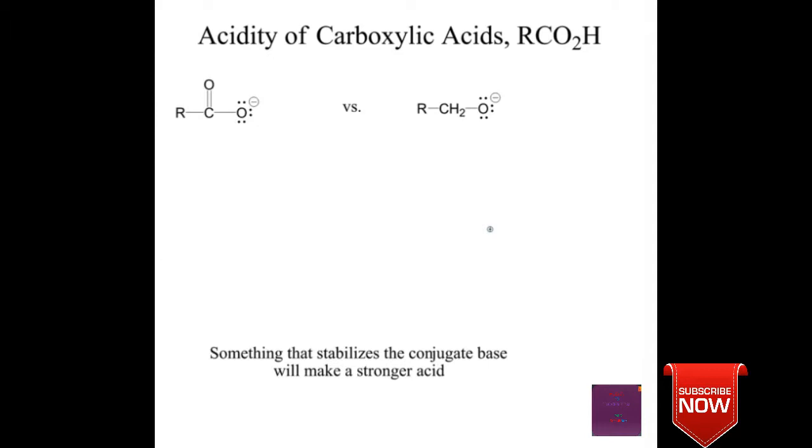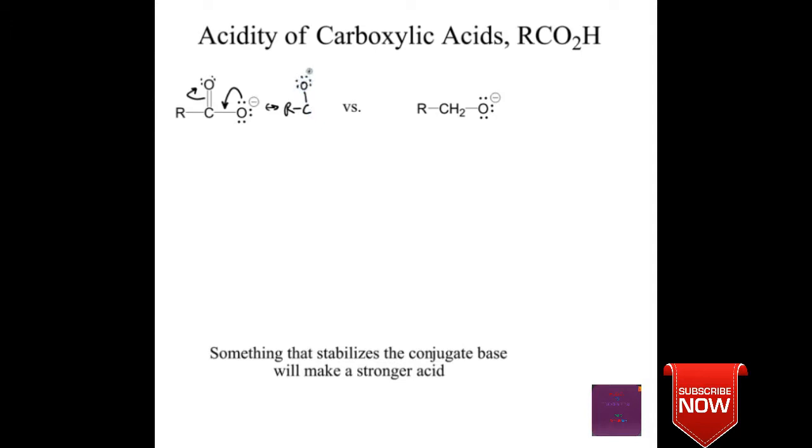Okay, if we have a carboxylate and an alkoxide, they both have a negative charge on oxygen, so they're both reasonable anions to have. Oxygen doesn't mind having a negative charge, but one is so very different from the other in terms of stability, and that's because this O- is attached to a carbonyl. That makes it allylic, and that makes it available for resonance.